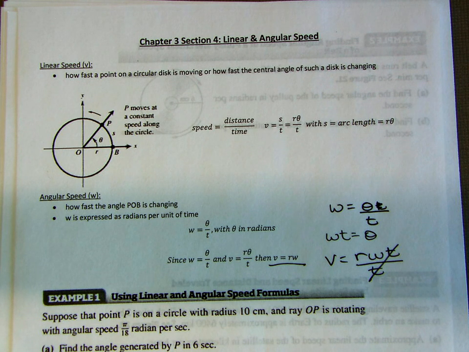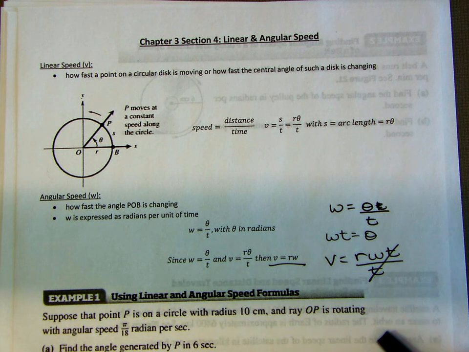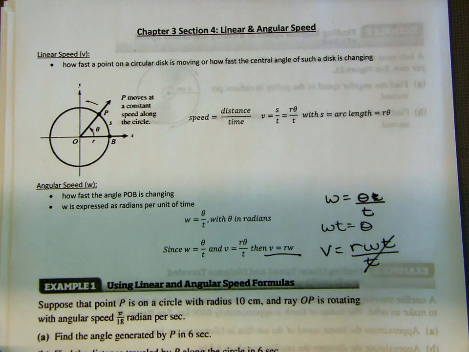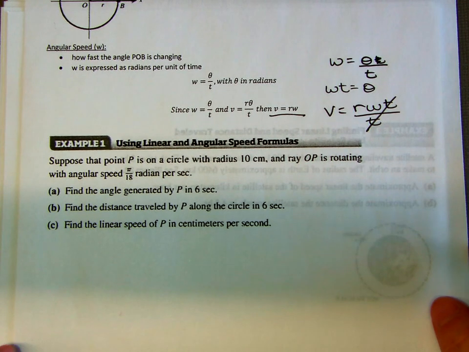What's nice is all of your problems are going to give you every bit of information you possibly could need, except for one piece, and obviously that one piece is what it's going to ask you for. So this was the algebra behind how we can talk about our linear speed being equivalent to the radius times our angular speed. Let's look at a problem.